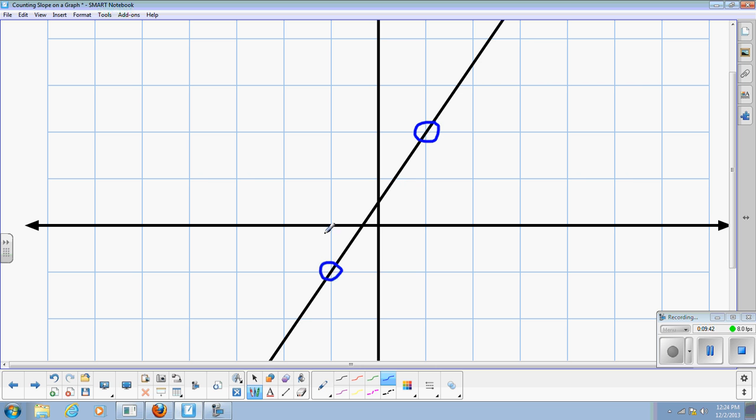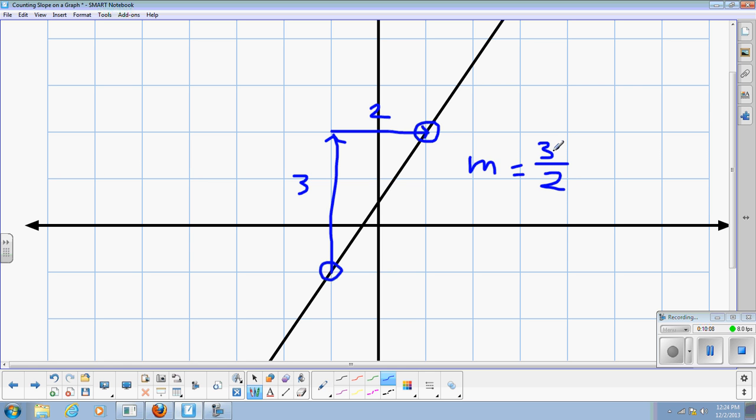So now I have the 2 spots that cross intersections, and I want to count those. If I count, I'm going to go from here. And how much do I count up? 1, 2, 3 spaces up. How many spaces do I count going over? That's right, 2 spaces to the right. So I say that my slope m equals up 3 over 2.